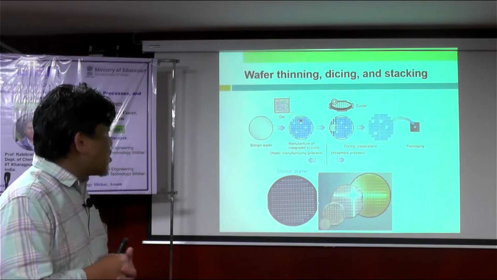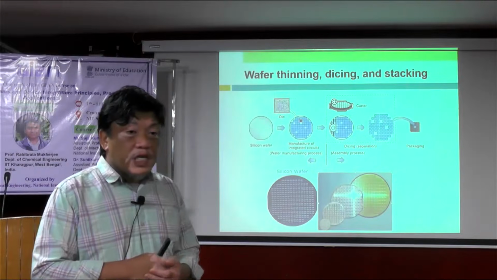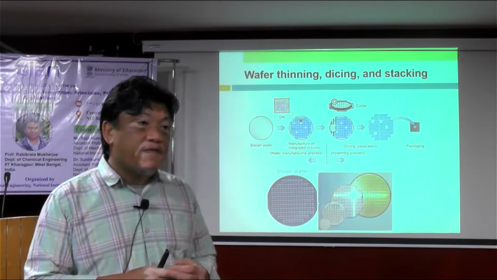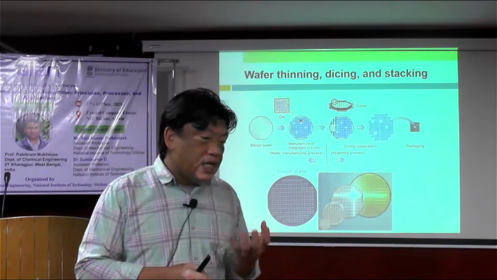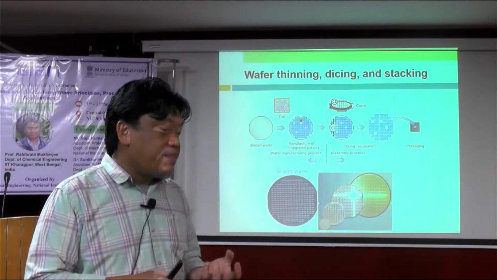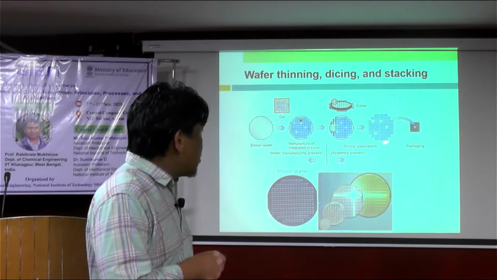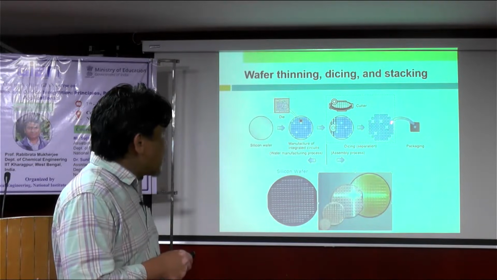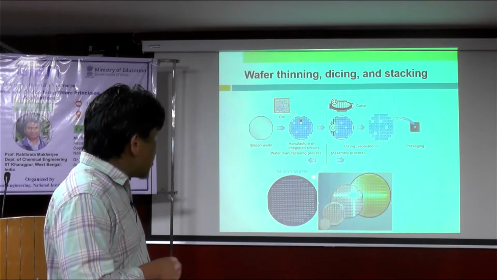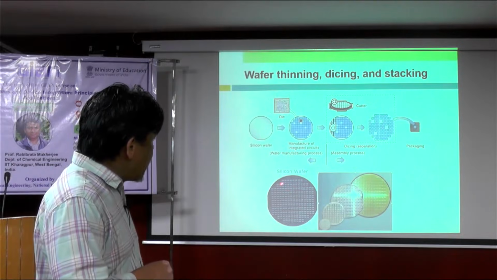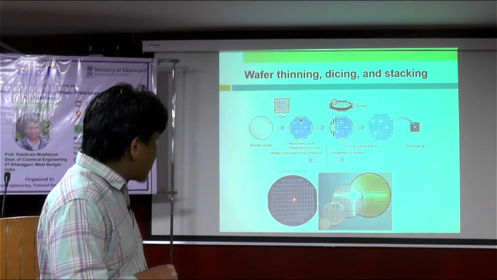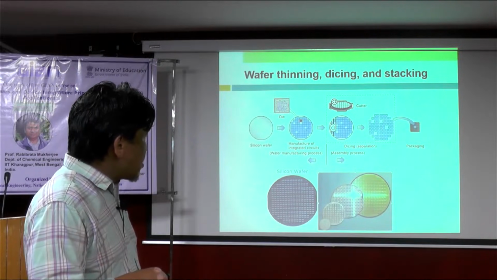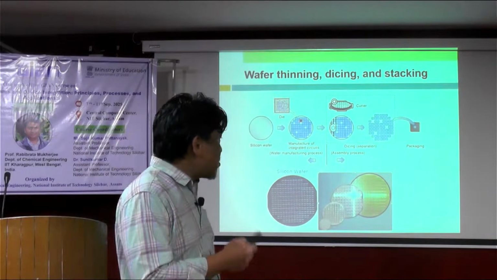And dicing is also needed because it is about batch production. In one wafer, you can have many small devices in a batch. Then you want to dice it into single packages or single components. This is an example of a silicon wafer which has the pattern of your device, and then you need to slice it, to dice it into single components to be packaged.